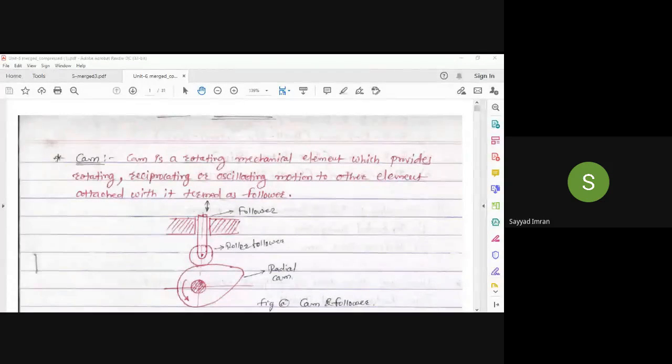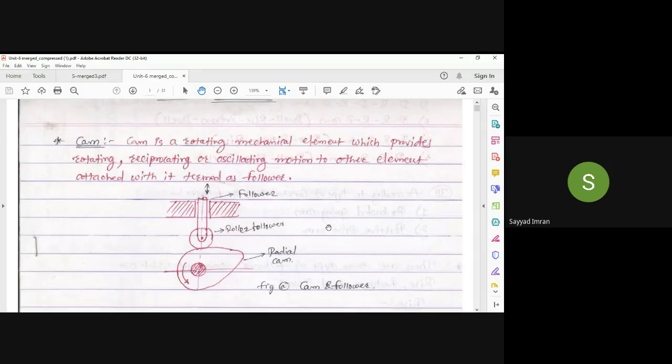So today we will start the unit cam and follower. Cam and follower is a higher pair, correct? We have seen lower pair and higher pair in mechanisms. So this is a higher pair, having point contact or line contact.